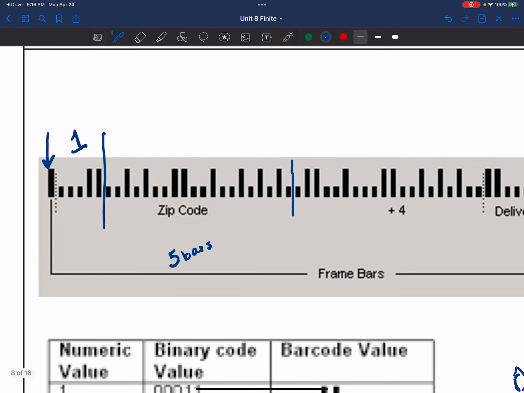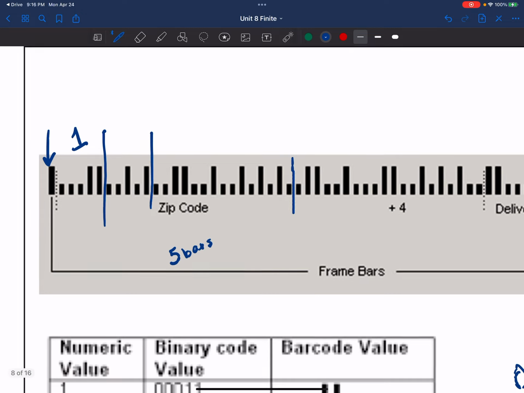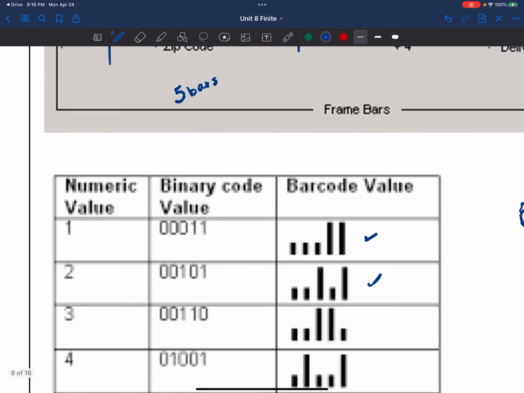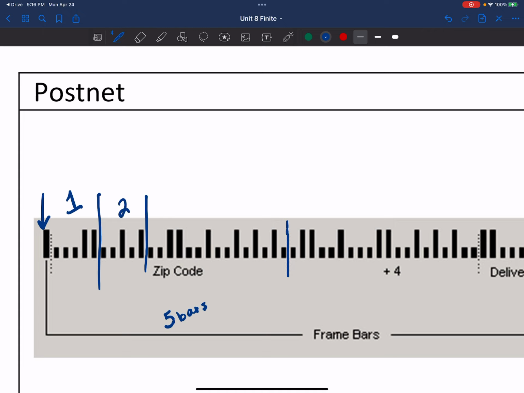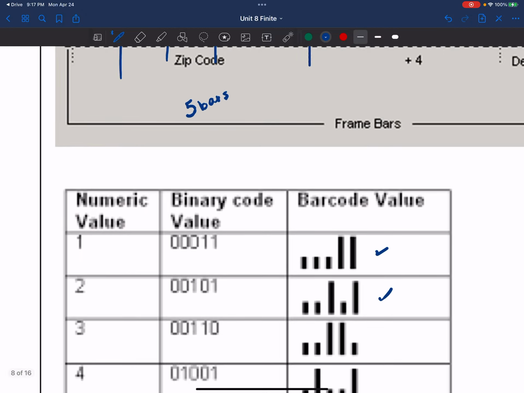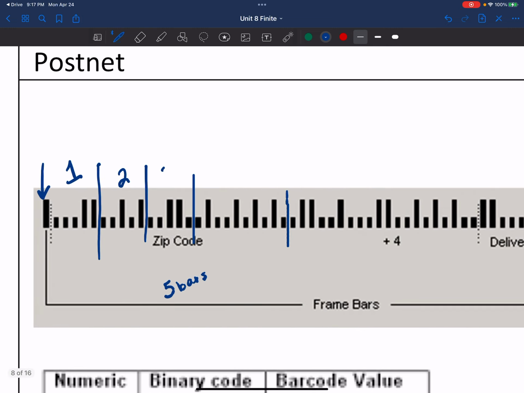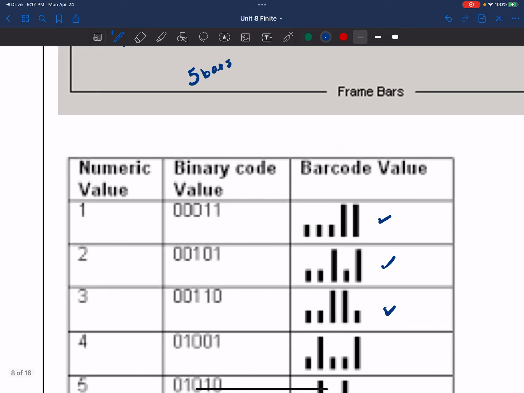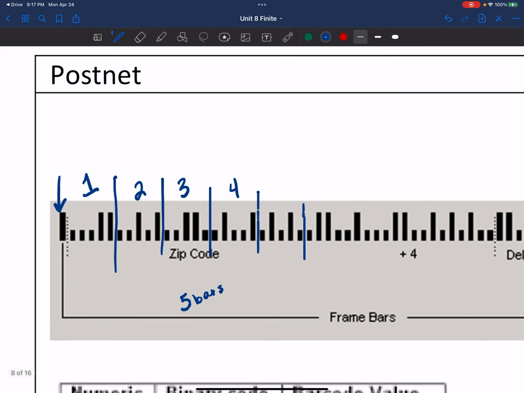If I'm looking at the next group of 5, I have short, short, tall, short, tall, and that's going to be 2. Then I look at the next set of 5: short, short, tall, tall, short. That, of course, is number 3, because this chart that I put together is in numeric order: 1, 2, 3, 4, 5. So we have short, tall, short, short, tall. That would be 4, and we can check it out here: short, tall, short, short, tall. And then this would be 5. So that would be our 5-digit zip code.